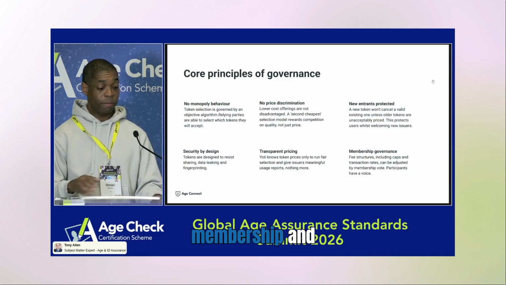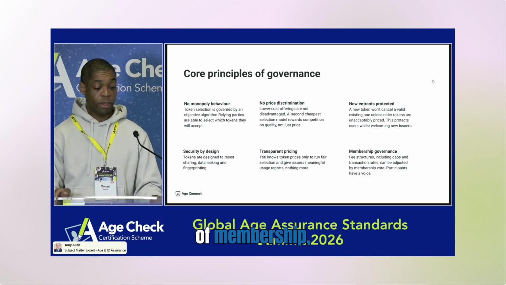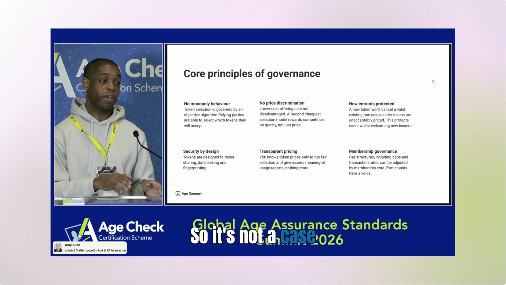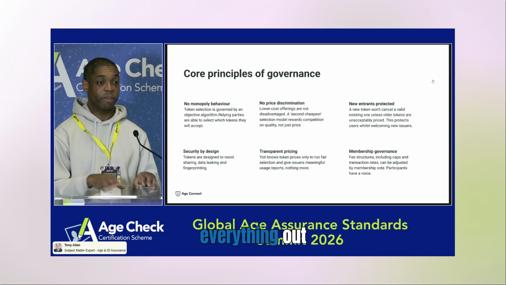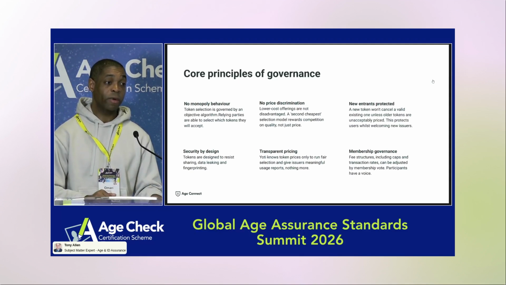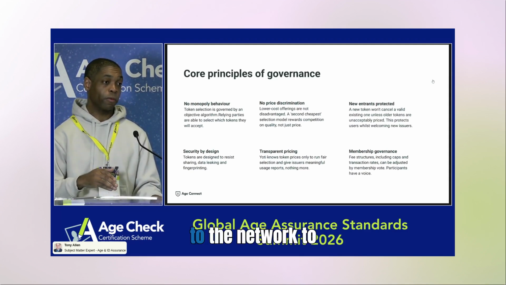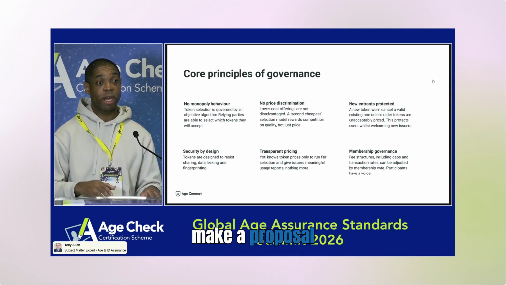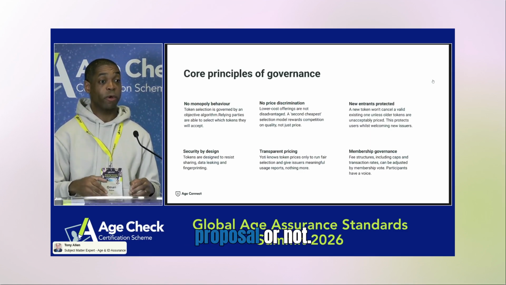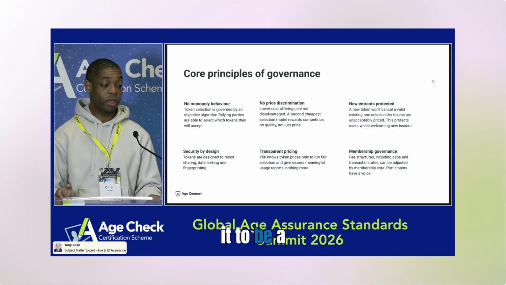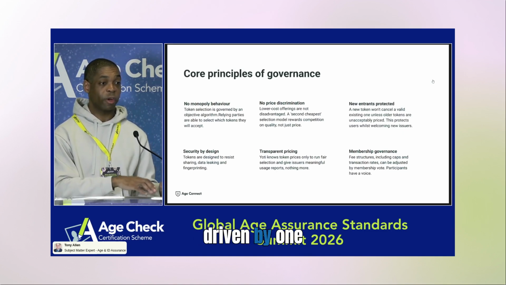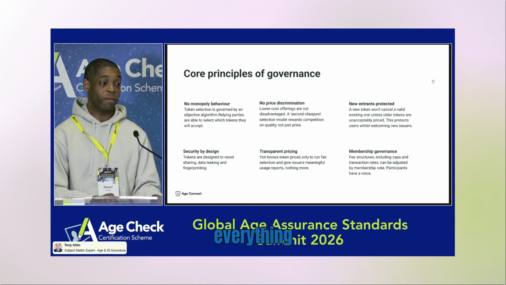And then finally, the membership and the governance of membership, that can be changed by the members. So it's not a case of the network comes in, we set everything out, and then the network decides at whim prices are going to go up, prices are going to go down. It's really down to the network to make a proposal, and then all the members can vote on whether they agree with that proposal or not. So we really want it to be a collaborative operation rather than an operation that's just driven by one entity that dictates how everything works.